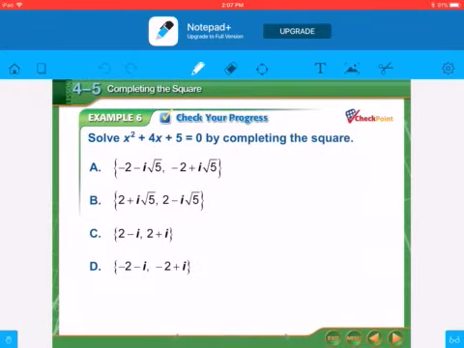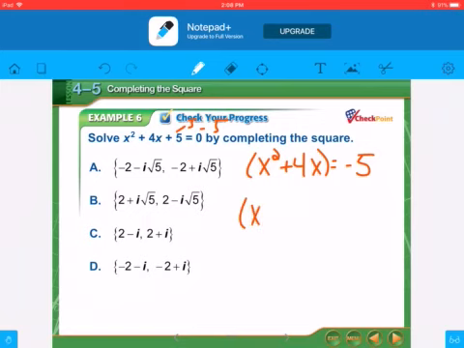Okay, so one more of these with the imaginary numbers. I've got x squared plus 4x plus 5 equals 0. So I can move 5 over. So I get x squared plus 4x equals negative 5. I don't have to divide by anything since a is 1, so I can set up my parentheses. So parenthesis x, leave some space, close it, squared equals negative 5.